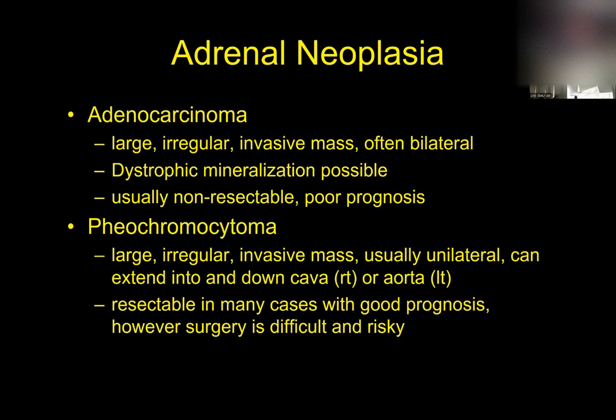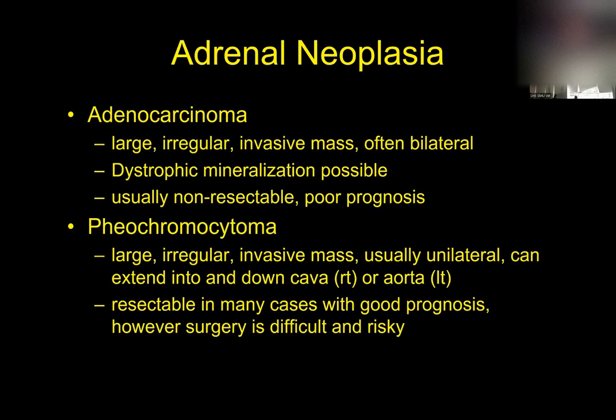So what are the blood vessels that live near the adrenal glands? Well, they can both invade into the caudal vena cava if it's on the right side, or the aorta if it's on the left side. They can invade into the phrenico-abdominal vessels. They can invade into the renal arteries and renal veins.